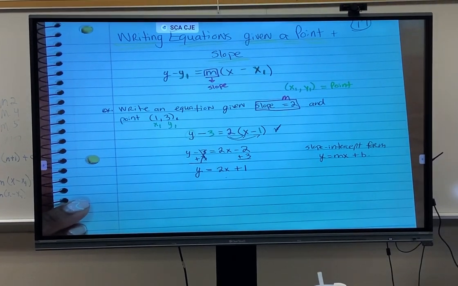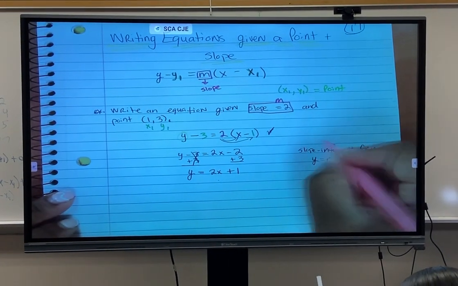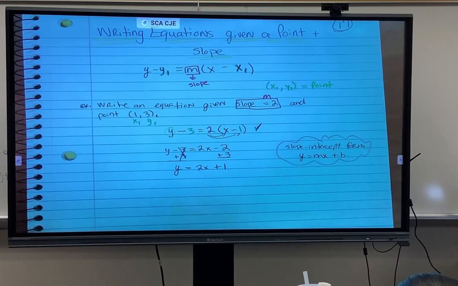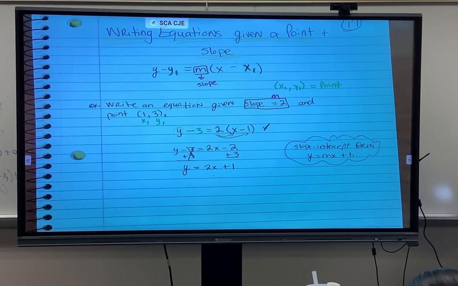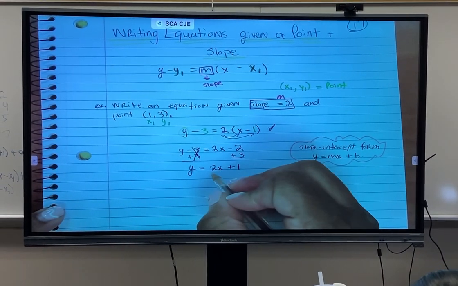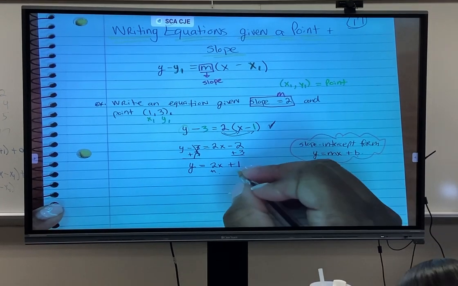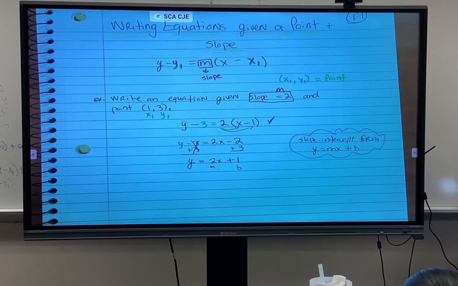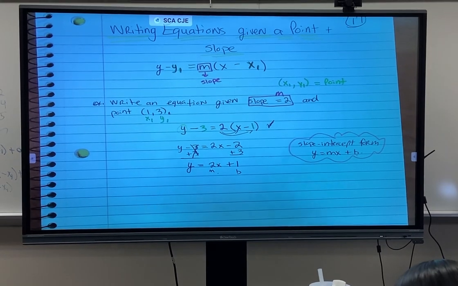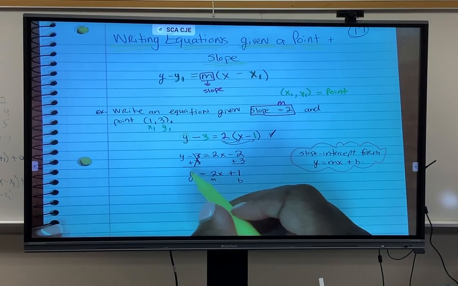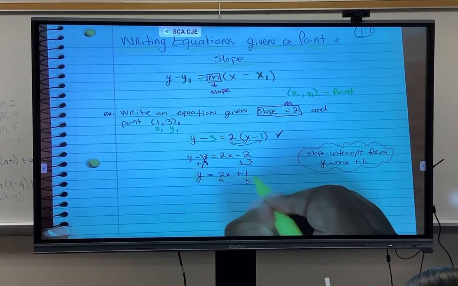Is this in slope-intercept form now? Yep. Because our m would be 2 and our b would be 1. Is that okay? That's it. That's how this goes, guys. We just plug in. I'm going to do one more and then we'll be done.